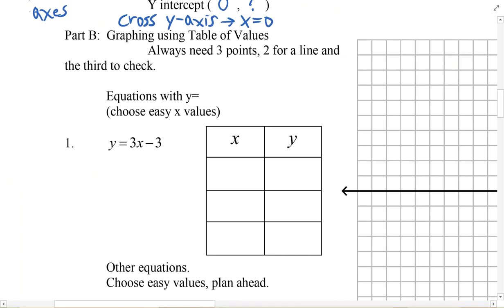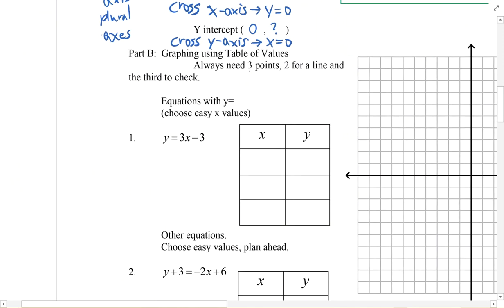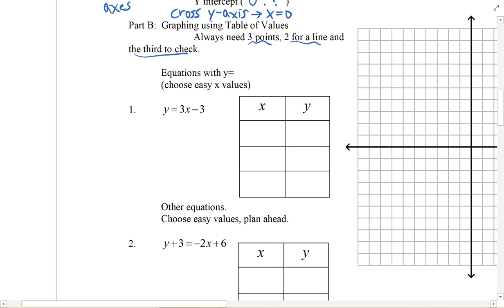Filling out tables of values. Okay, so you always kind of need 3 points, 2 points for a line, and kind of a third point to check. So what you want to do is change equations into y equals. Then you can choose easy x values. If there is no fraction, the easiest x values ever are 0, 1, 2. You could go -1, 0, 1, or something similar to that. But 0, 1, 2 gives you a really good idea.